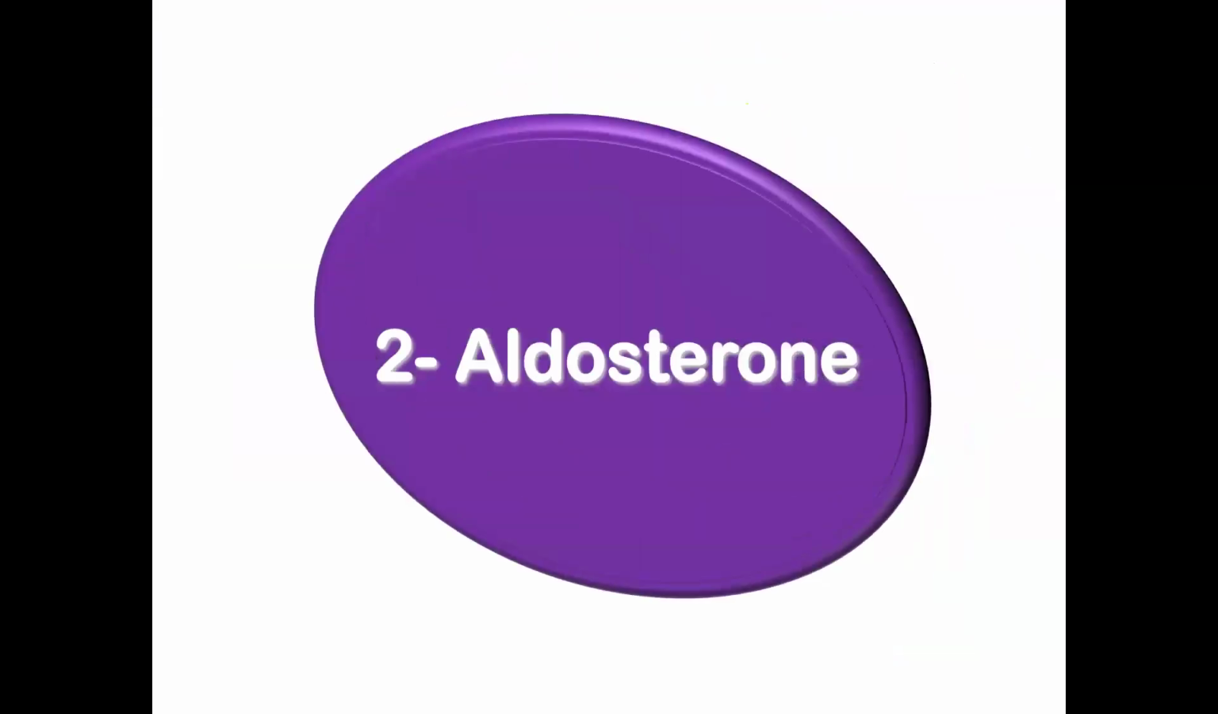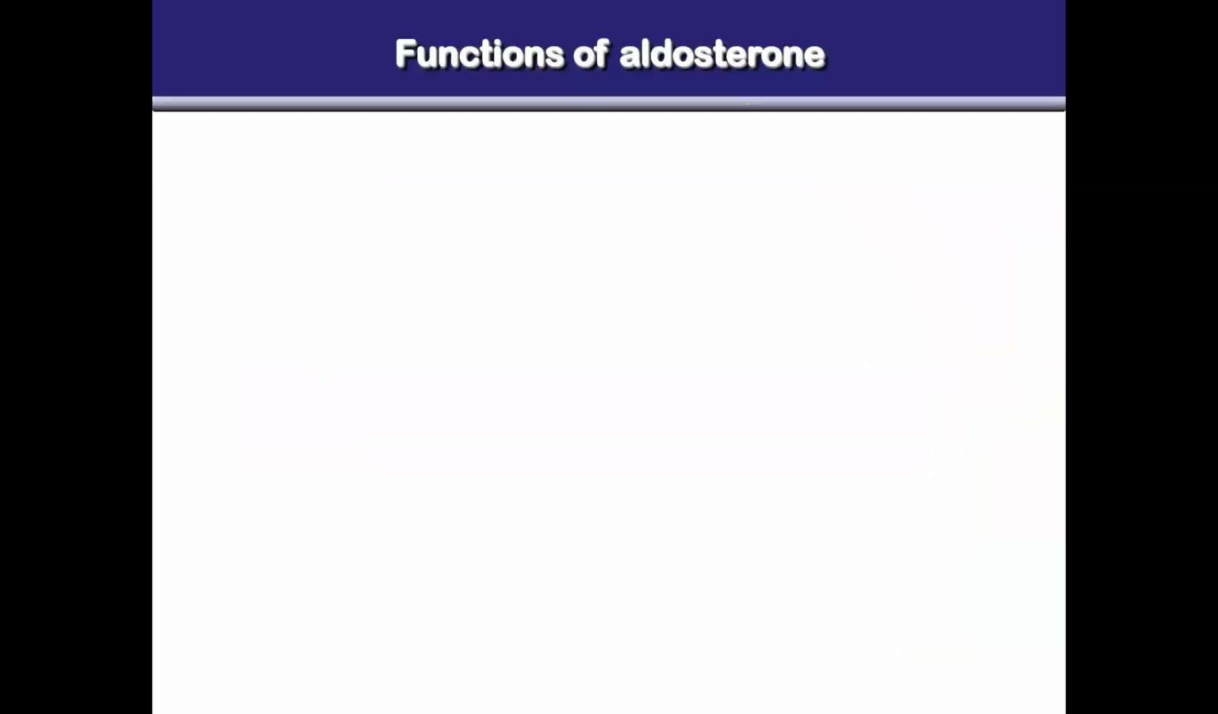Now we move to the next hormone, which is aldosterone, which is a mineralocorticoid, and it is concerned with the regulation of minerals like sodium levels and potassium levels in our body.